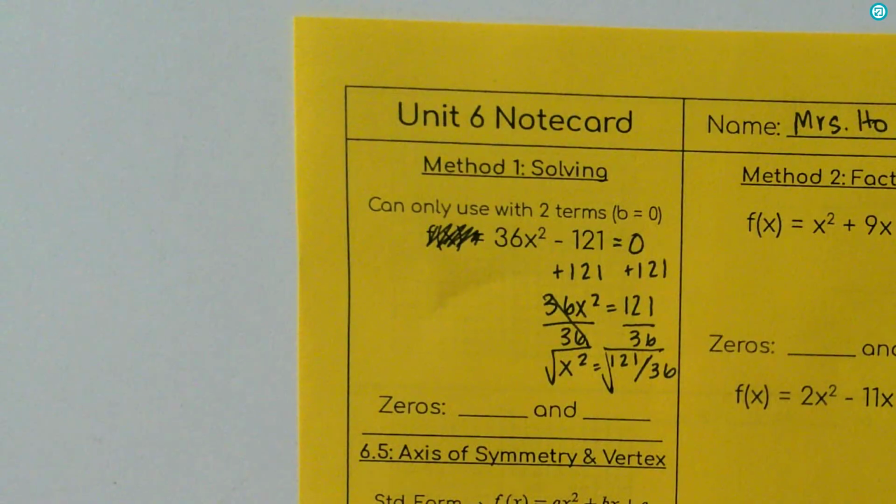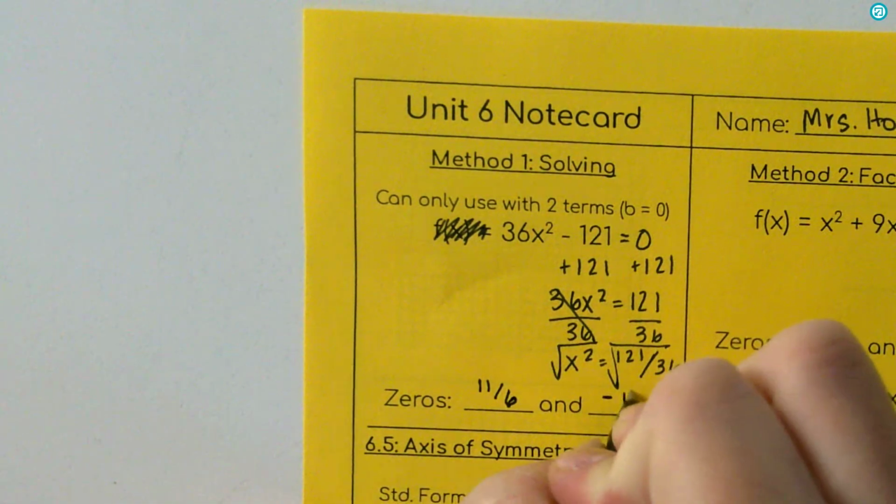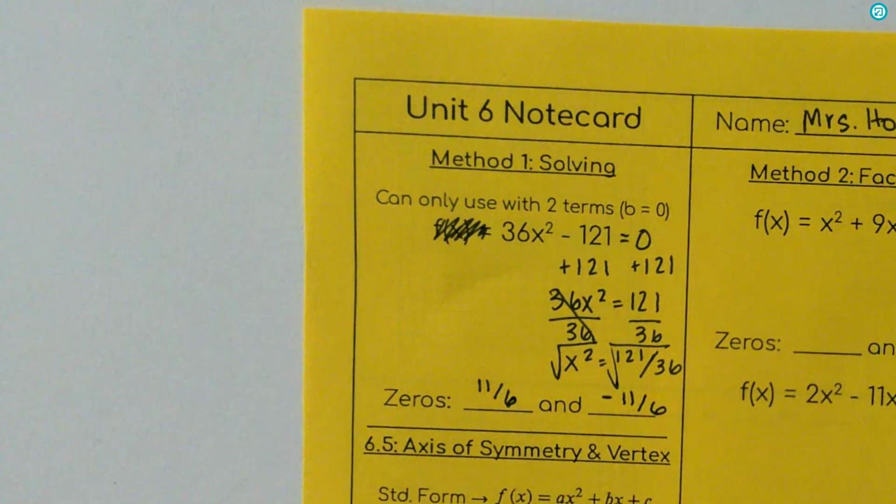So we will have 2 answers. They will be 11 over 6, and they will be negative 11 over 6. So just a reminder, anytime you have a square root, you have a positive and a negative version at the end there. Okay. Any questions about solving?